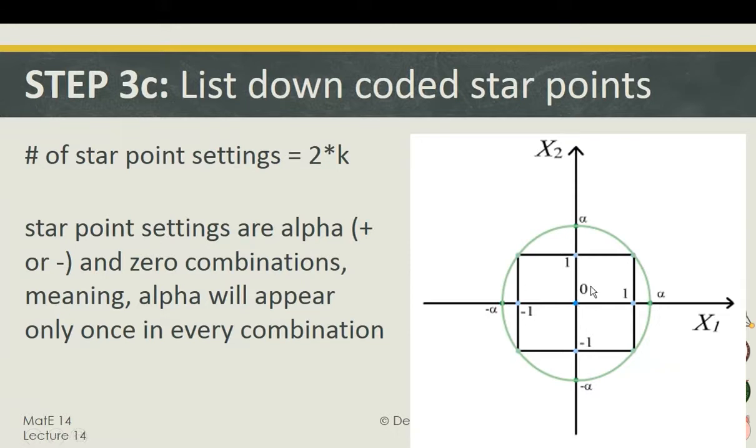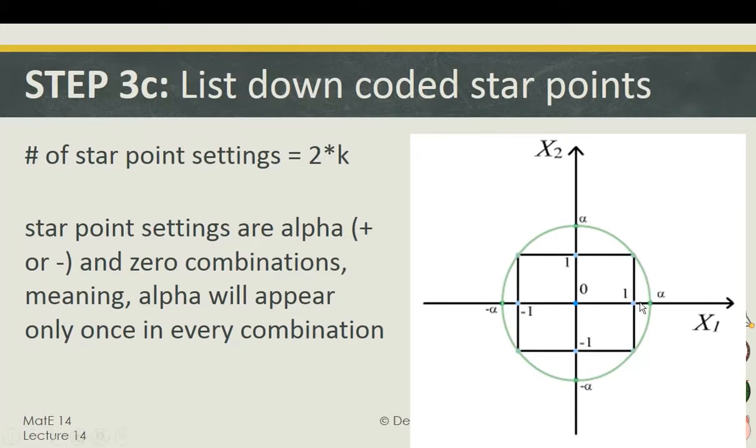Now we add several other points. The number of additional star point settings we will add is equal to 2 times k, or 2 times the number of factors. So if we have 2 factors, that's 2 times 2 is equal to 4, so we add 4 additional star point settings. Here, the star point setting is a combination of 0 and a plus or minus alpha.